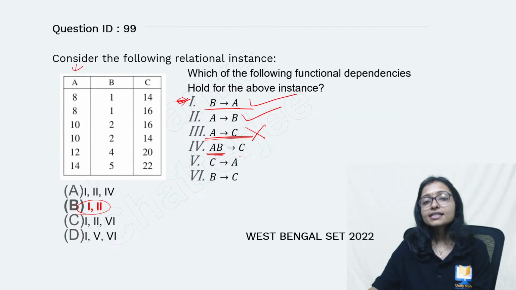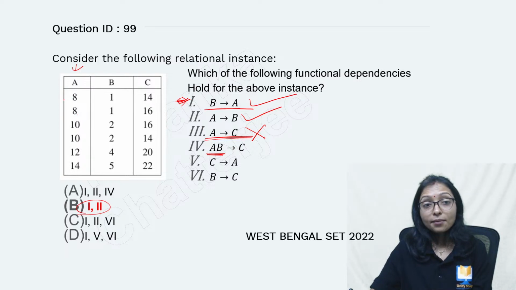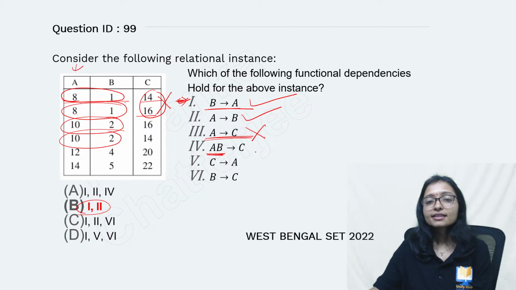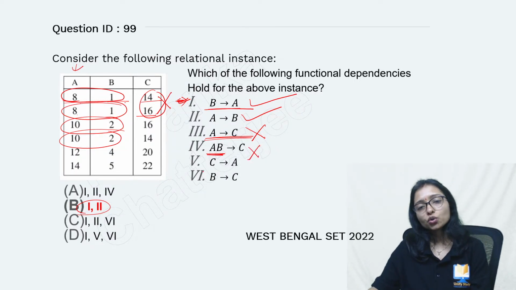AB implies C. Is it holding or not? A, B together you have to think. It is 8, 1. This is 8, 1. This is 10, 2. This is 10, 2. 8, 1 together is creating a clash. Here it is 14. Here it is 16. Again the same clash is happening. That's why it does not hold.